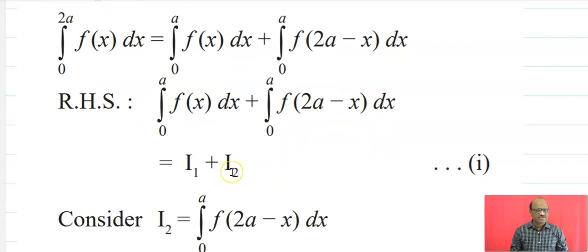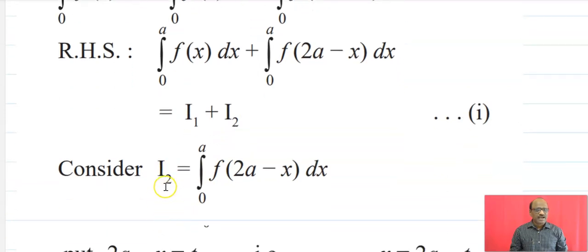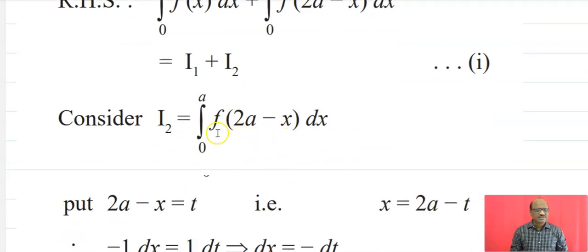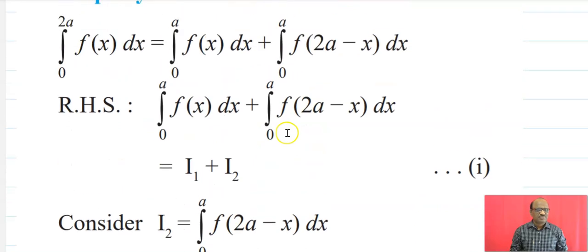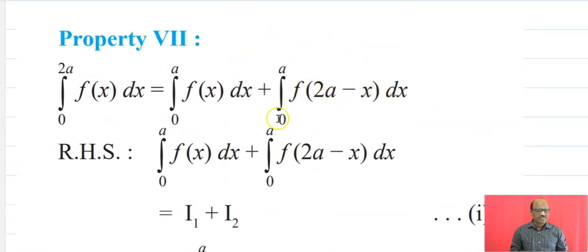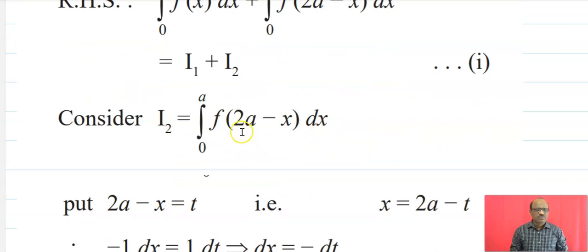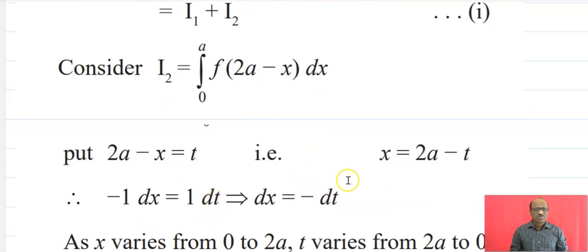Now we will first consider I2. Here I2 equals integral 0 to a f of 2a minus x dx. Again the answer is given here, the substitution is given here. म्हणजे प्रश्नातच उत्तर दिलेलं आहे. हेच इंटिग्रल आपण सॉल्व करायचं. Yes, now we will solve that. Put the substitution. बऱ्याच वेळा substitution काय घ्यायची? हा प्रश्न आहे. Here 2a minus x equals t. What about x? x equals 2a minus t.